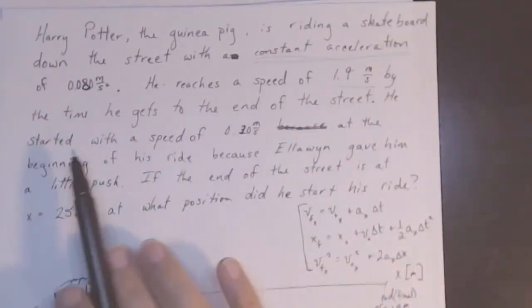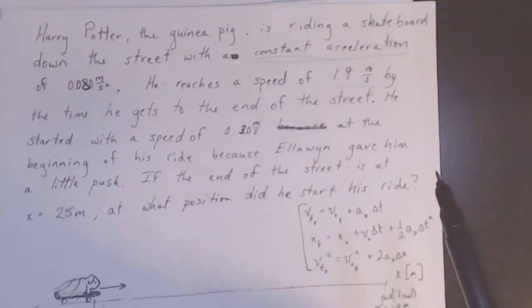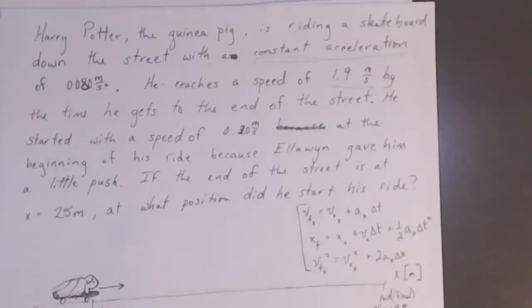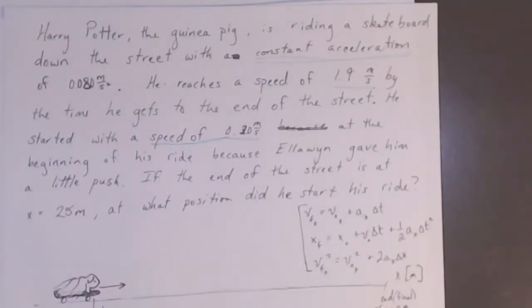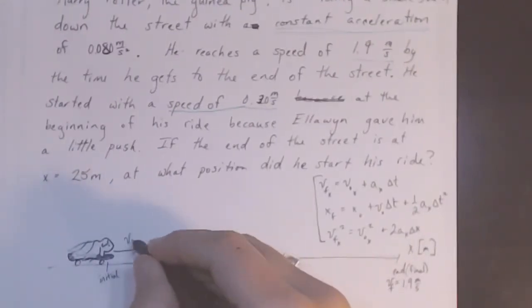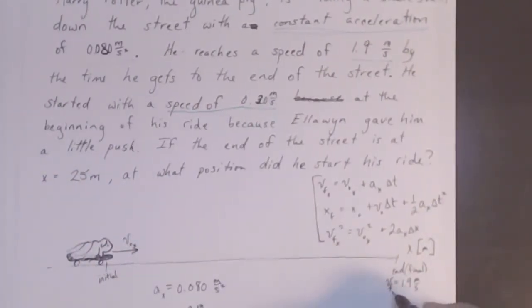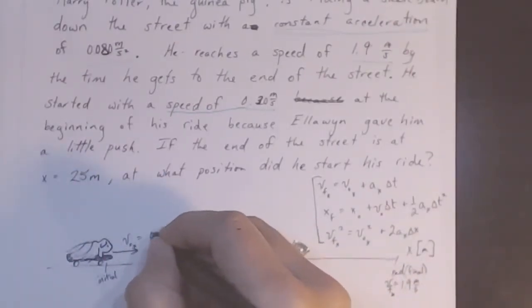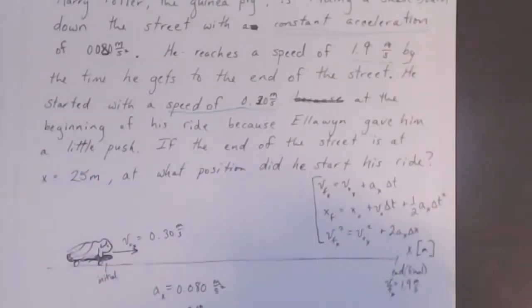Next, I've got that he started with a speed of 0.30 meters per second because Elowen gave him a little push. It's this one, speed of, that's your initial. So that's going to be over here. This little arrow that I put in is V naught. Oh, these are all in the X. Equals 0.30 meters per second.